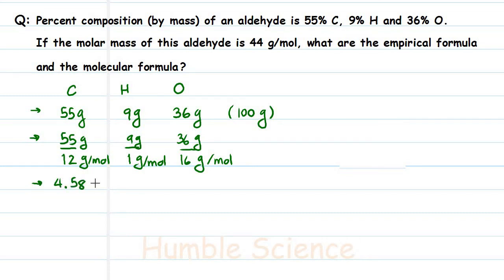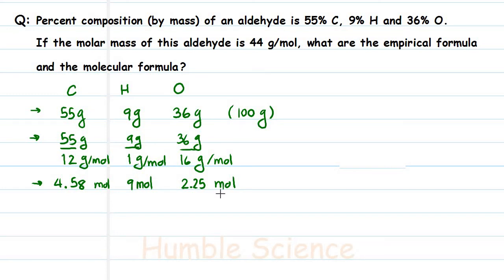4.58 mole, and then 9 mole for hydrogen, and also 2.25 mole for oxygen. But we know that in the empirical formula or the molecular formula, it's usually using the whole number as a subscript. So we have to turn this into a whole number.